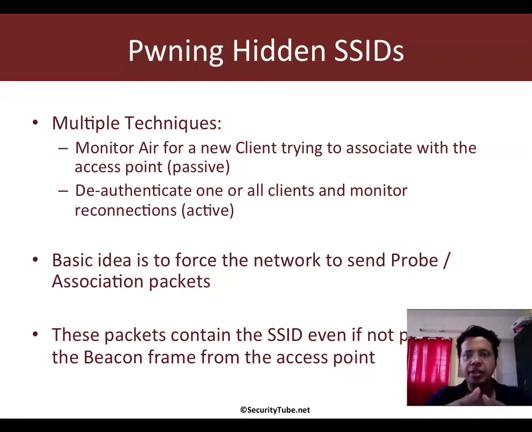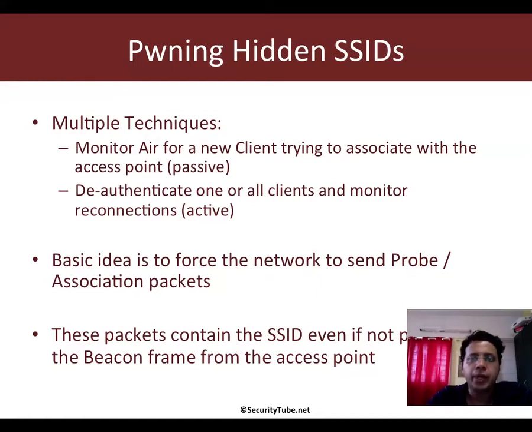The moment the connection is broken, the client will once again try to reconnect to the access point. When this happens, again the whole probe request, probe response, authentication request, authentication response, association request, association response packets will go through, and we will be able to look at the various fields in these packets and figure out the SSID. Right? Simple algorithm. Now the question arises, how will you be able to break the connection between all these clients and the access point?